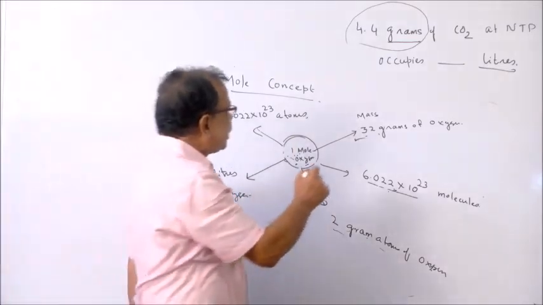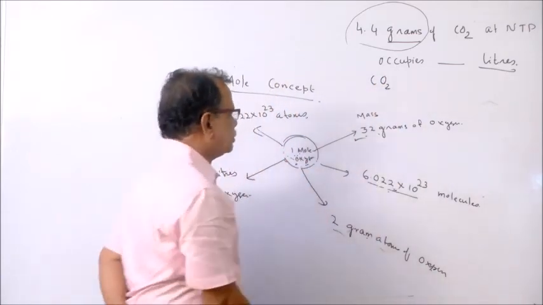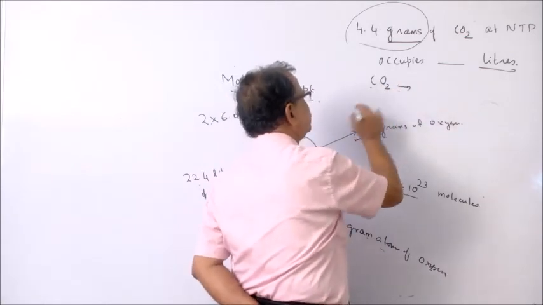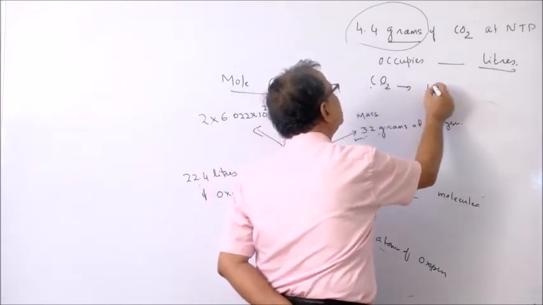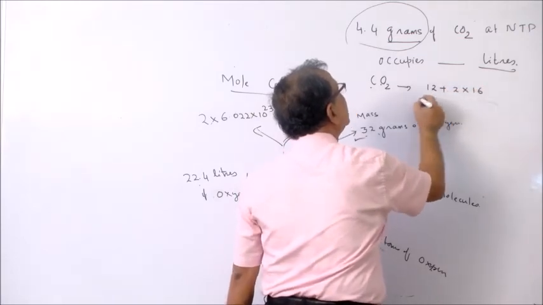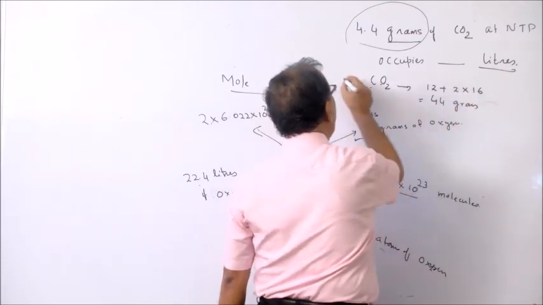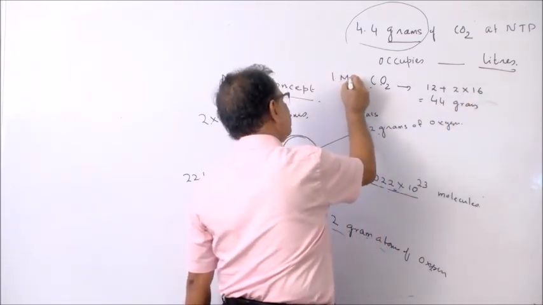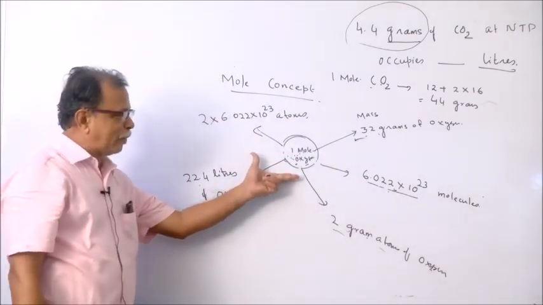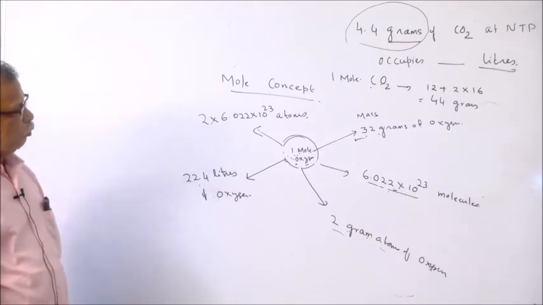So carbon dioxide: first find the molecular mass. Carbon is 12, oxygen 16. 12 plus 2 into 16 is equal to 44 grams. Then 1 mole of carbon dioxide is equal to 44 grams.